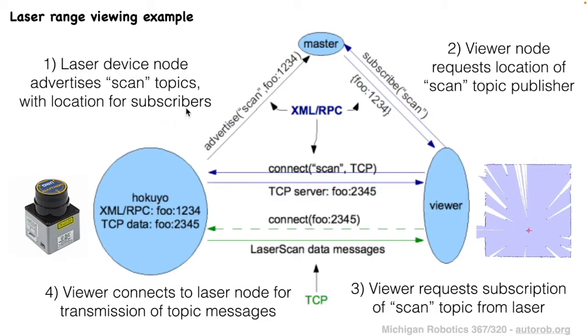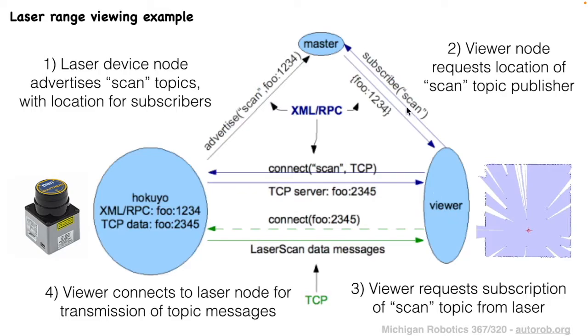So the first step within the ROS runtime is this ROS node here, which is responsible for publishing the data that is read in by the laser rangefinder. So the first step that's going to happen is this laser device node, which is shown here, is going to advertise to ROS master that it has a scan topic, which it is going to be publishing, and in addition to that, it's going to specify the location on the network at which subscribers of this particular message topic can listen for messages of this scan topic.